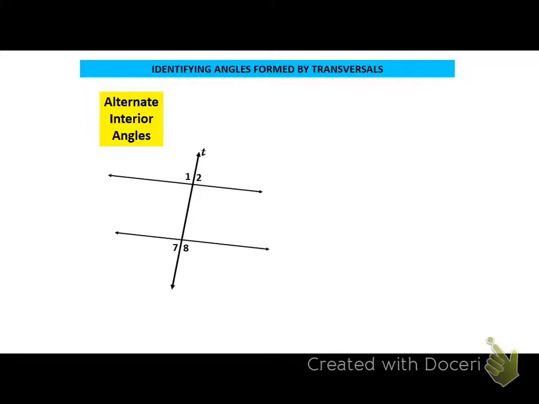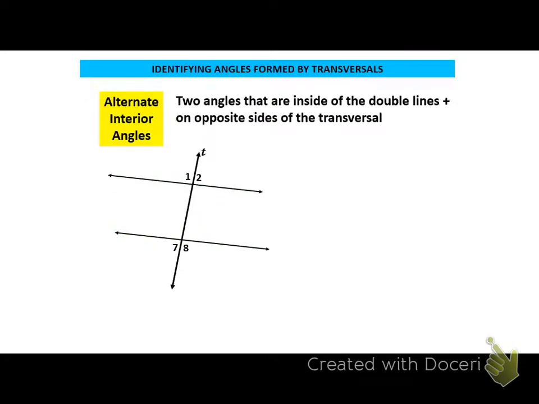A couple things. When you think of the word interior, you think of inside. That is where these will be located. If you see, I have a couple angles missing. They are inside of the double lines. As part of the definition I'll have you write down, two angles that are inside of the double lines and are on opposite sides of the transversal. So they're inside of the double lines. That's what makes them interior. They're on opposite sides of the transversal. That's what makes them alternating.